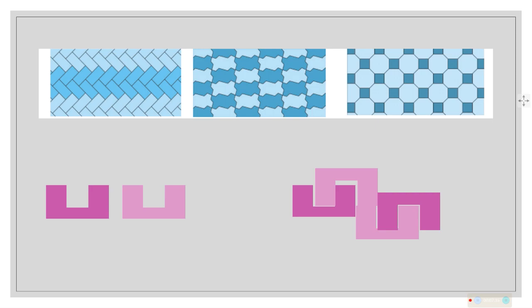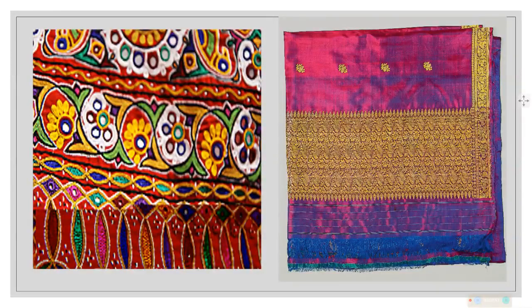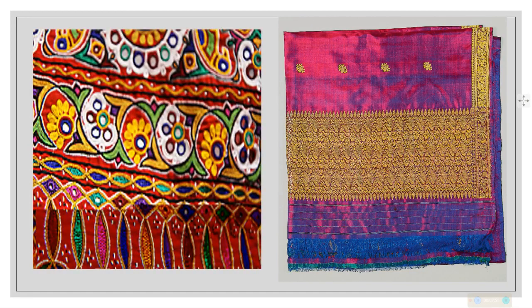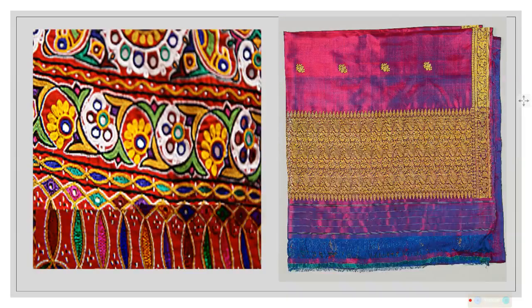And there I am going to connect you with the mathematics behind the pattern. Here is this beautiful sari with a beautiful pattern on it. Right? So in the case of shapes, in the case of designs, we follow patterns, and patterns help us to predict what is next, and help us to solve a situation.